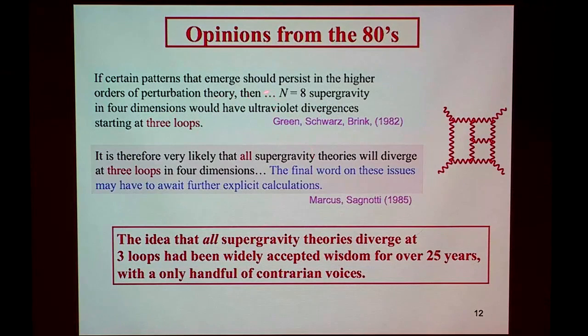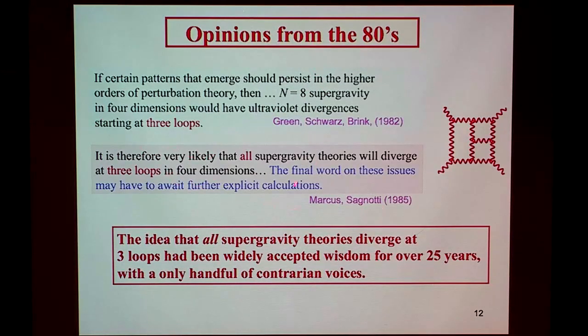I want you to notice the careful wording, right? They didn't say, we know the answer, because they didn't know the answer, because precisely this question of some kind of hidden cancellations or that there's something going on that they don't know about. But they said, as far as we can see, it's going to have problems starting at 3 loops.